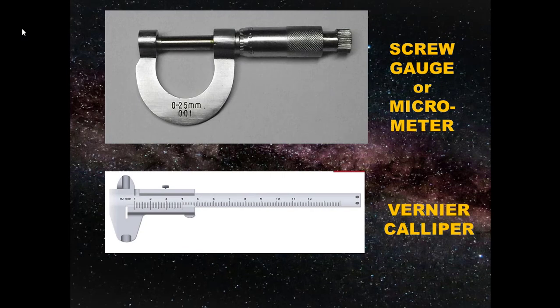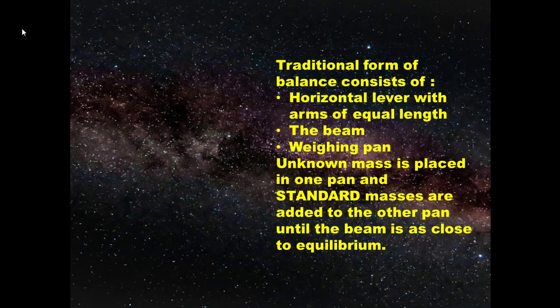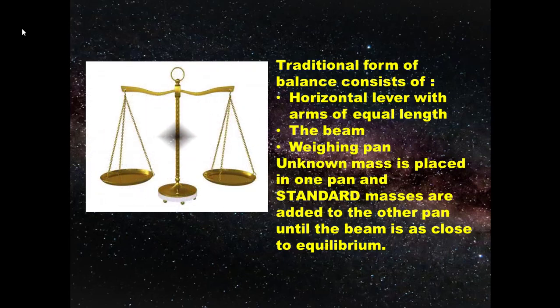Then we have measurement of mass. The balance, a weighing scale, is a device used to measure weight or mass. The traditional form of balance consists of a pivoted horizontal lever with arms of equal length, the beam, and a weighing pan suspended from each arm. The unknown mass is placed in one pan and standard masses are added to the other pan until the beam is as close to equilibrium as possible.